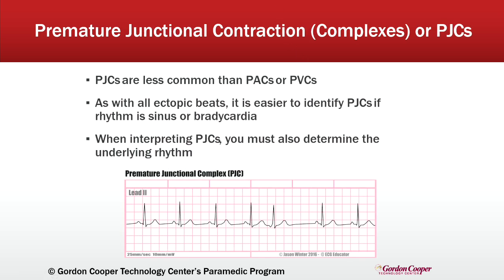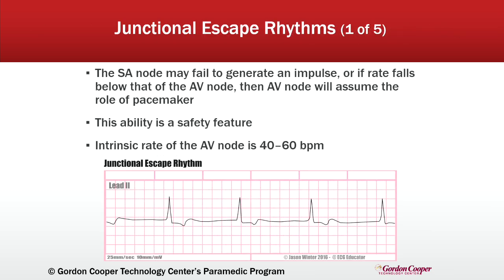So PJCs, they're less common than PACs or PVCs, but they can still occur. So just like with other ectopic beats, it's easier to identify PJCs when the rhythm is either sinus or brady. When you're interpreting PJCs, it's important to also determine the underlying rhythm, as I was talking about, because the premature beats might look different depending on what's happening in the rest of the heart's electrical activity.